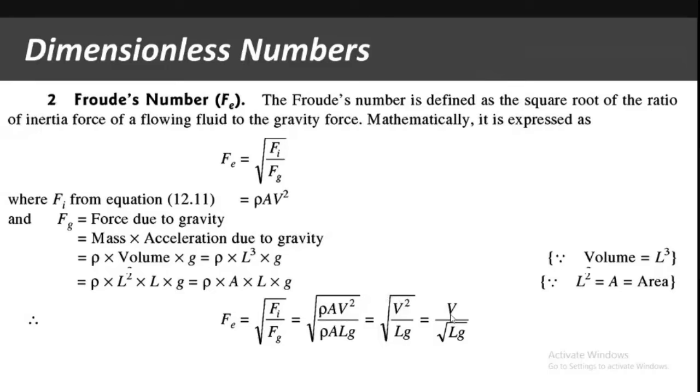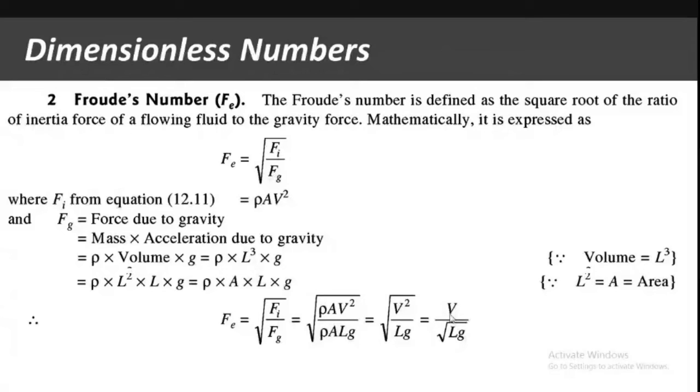अब ये स्क्वायर को आप बाहर ले जा सकते हो रूट के. So finally it is v upon root of L g. Okay. So Froude number denoted by Fr, it is given by Fr equals to v upon under root of L g. ओके. सो ये डेरिवेशन नहीं, बट आपको एक फ्रॉड नंबर का आपको जो डेफिनेशन है, ओके, और जो फॉर्मूला है ये याद रखना है, बिकॉज एमसीक्यू में पूछा जा सकता है.